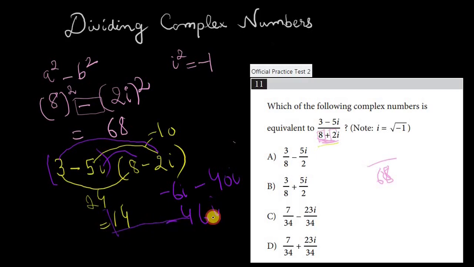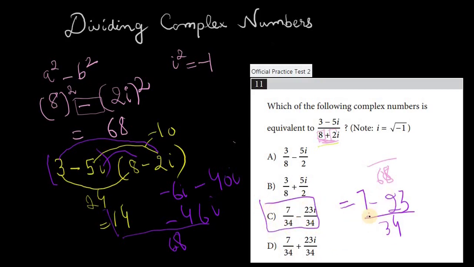And so when I divide this by 68, actually let me erase this. Yes, when I divide it by 68, I can simplify this further because all of these numbers are divisible by 2. And so when I divide by 2 in both the numerator and denominator, I get 7, then 46 divided by 2 is 23, divided by 34. And as you can clearly see, the correct option is going to be C, because I can just separate these two numbers. It's going to be 7 over 34 minus 23 over 34i. So that's how you get to the answer quickly.